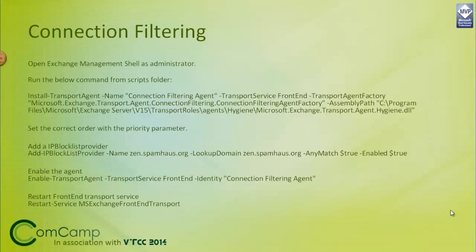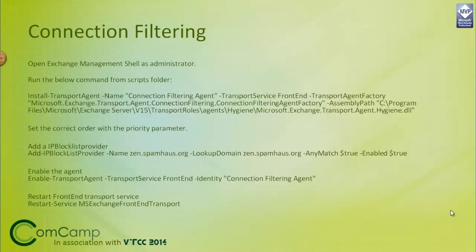Then the next step is to configure the IP blocklist provider. This is very useful. Spamhaus.org, for example, provides the IPs which you can block based on their analysis of which IPs are spam, or when anyone reports spam. Based on that, they build a list and provide it to every organization which subscribes this way.